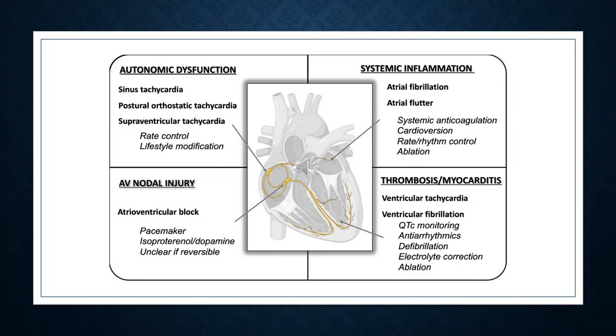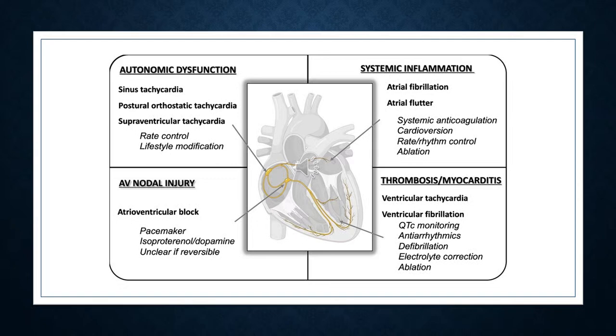COVID-19 also can cause AV node injury, and the patient will present with complete heart block, atrioventricular block. The treatment in such a case is a pacemaker or isoproterenol, dopamine. The role depends on whether it is reversible. If the heart block is reversible, you can give some drugs. If not reversible, a permanent pacemaker is the treatment of choice.